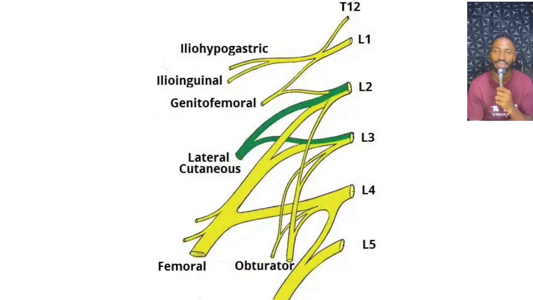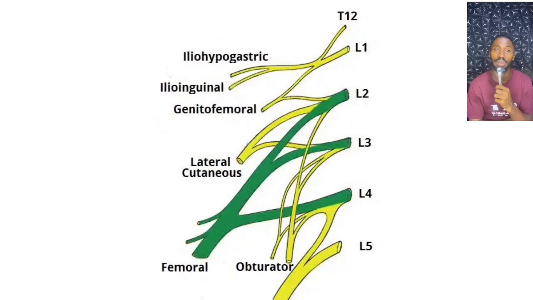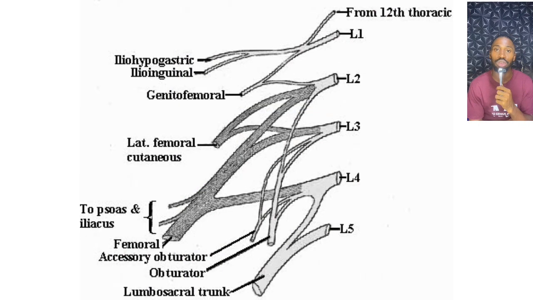Don't forget that. Now, L2, L3, L4 form a big trunk which divides into a ventral and a dorsal branch. The ventral branch becomes the obturator nerve, while the dorsal branch becomes the femoral nerve. Don't forget, L1, L2, L3, L4 form a very big branch, and it divides into a ventral division and a dorsal division. The ventral division is called the obturator nerve, while the dorsal division is called the femoral nerve.